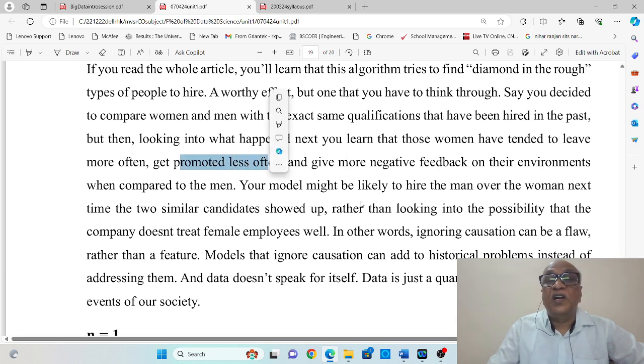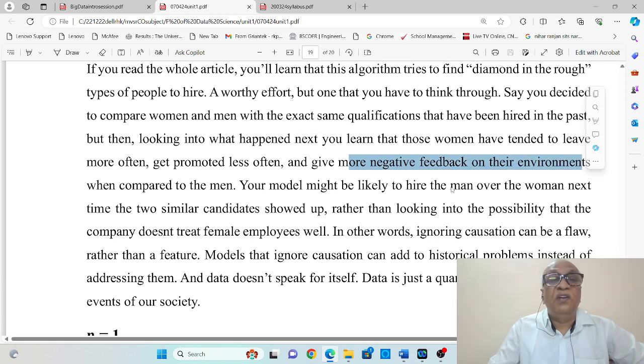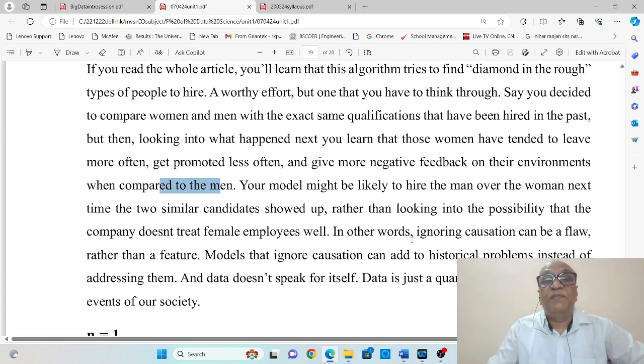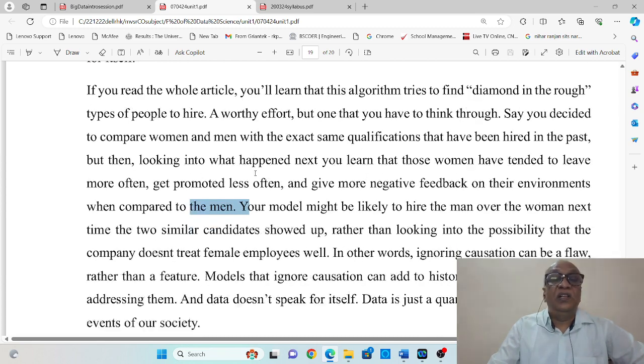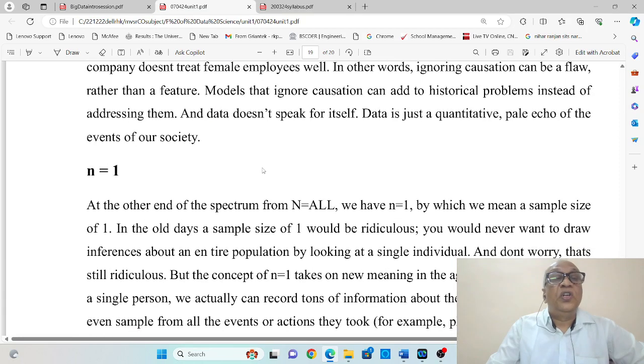Their promotions are less, they give more negative feedback of the environment and all that. So this model may select men over women, but that is a bias, right? It may happen that the company itself is not treating women correctly, or the policy is not incorporated in the data collection.